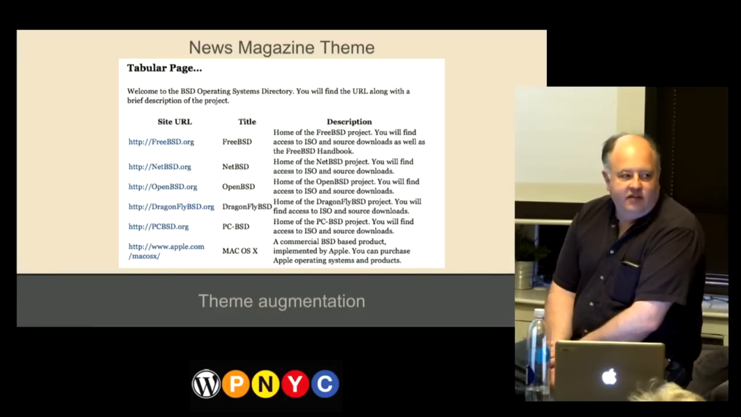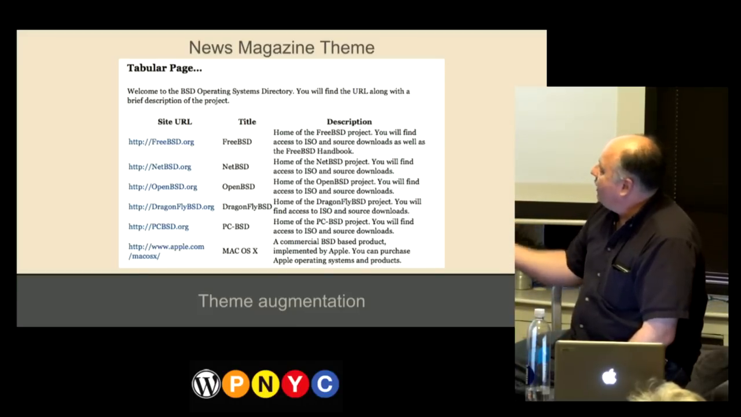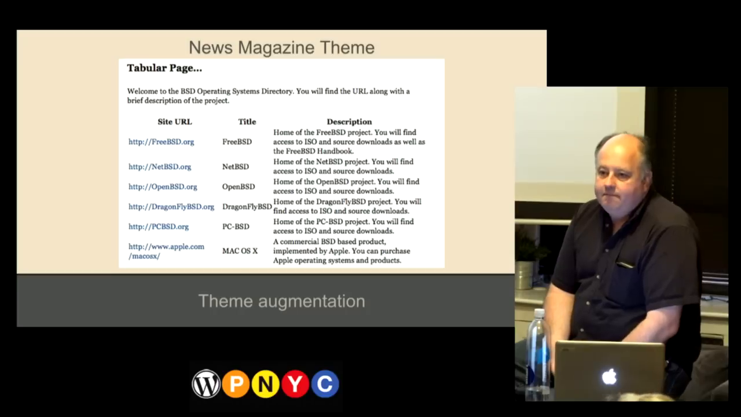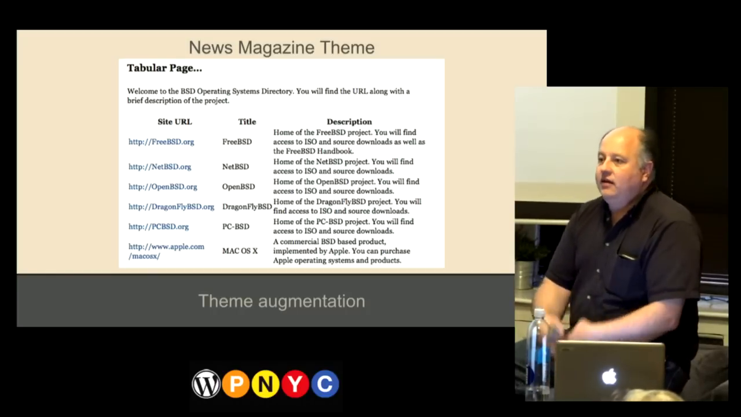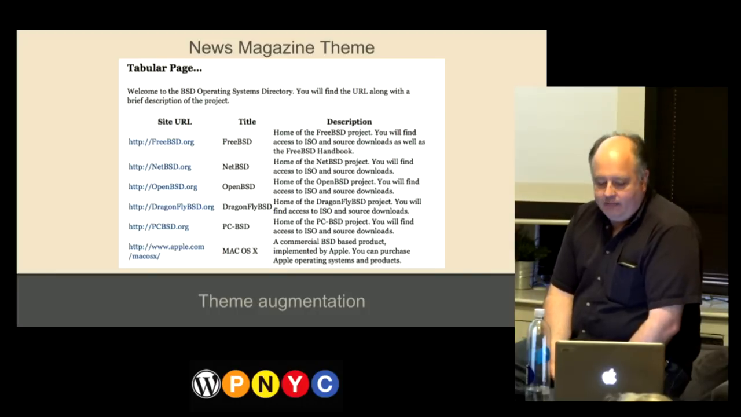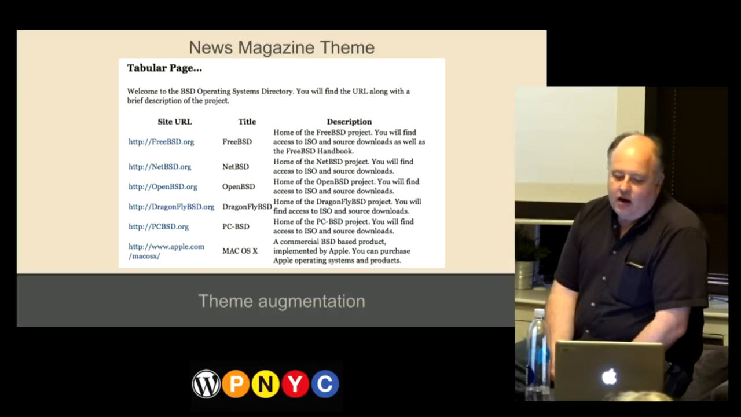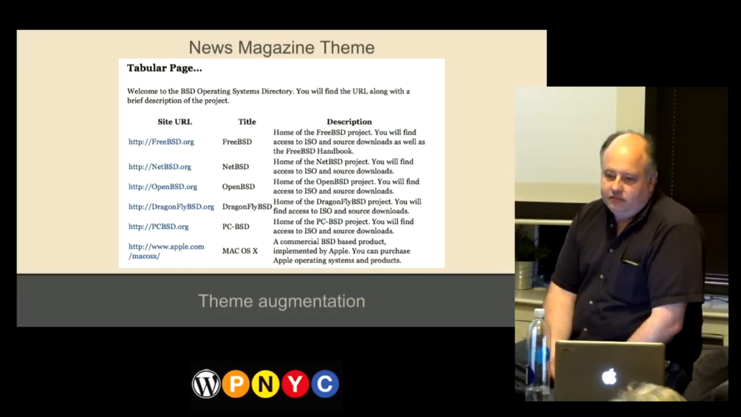I come from the BSD side of Unix. And as you can see, we have some table data here, and it doesn't look very pretty. I run the news magazine theme on this site. And it turns out the theme developer never thought of adding anything in to style a table. I found that to be kind of annoying. So originally, when I first started with WordPress, I hacked the theme and added the style in myself.